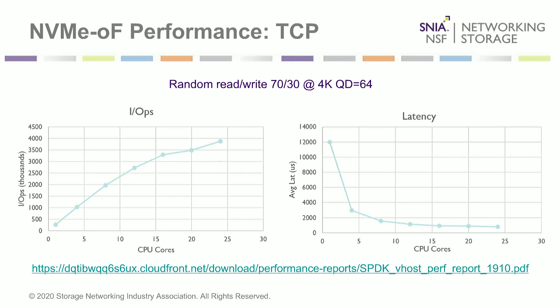As we scale up the number of CPU cores, the IOPS, this has a 100 gig NIC, so it's somewhere around 20 cores. It's really pushing the NIC pretty hard. And similarly, the average latency drops as you provide more CPU cores because it can keep up with the traffic.